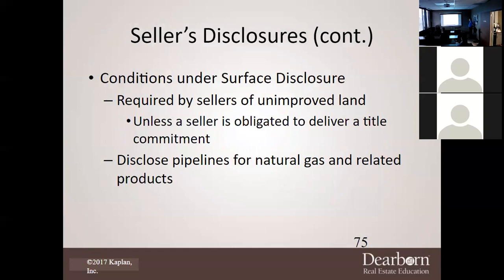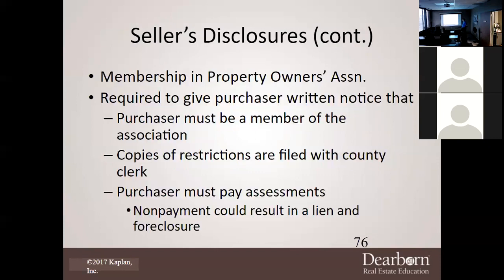The conditions under which the surface disclosure occurs: it's required by sellers of unimproved land unless the seller is obligated to deliver a title commitment. The disclosure of pipes for natural gas and related products must also be stated. If the property is going to be in a membership in a property owners association, this also must be stated. It's required to give a purchaser written notice that the purchaser must be a member of the association. The copies of any restrictions are going to be filed with the county clerk, and the purchaser must pay the assessments.